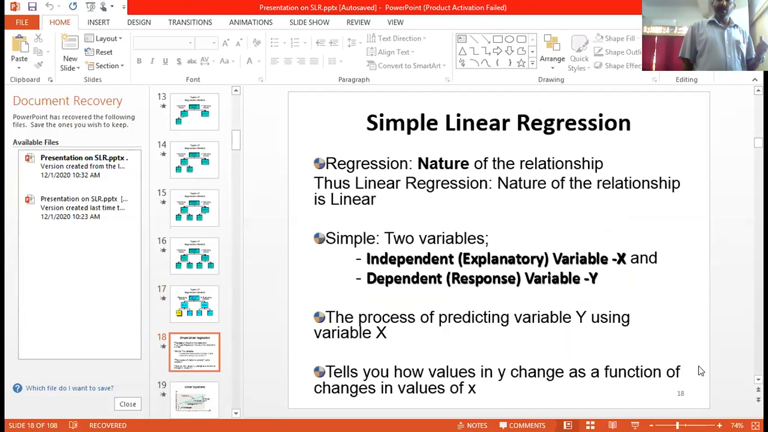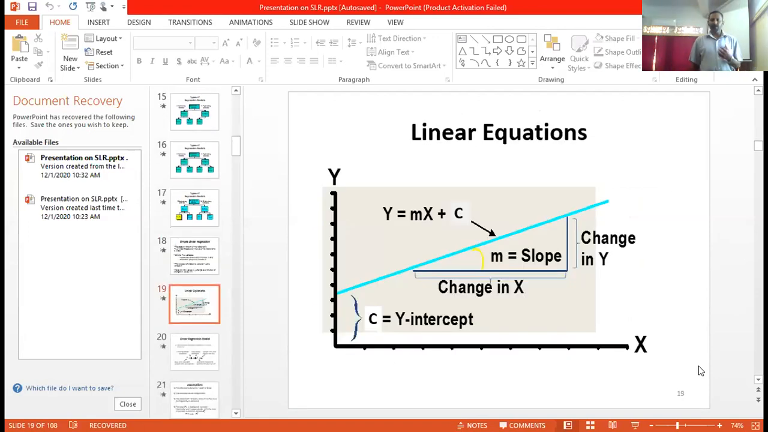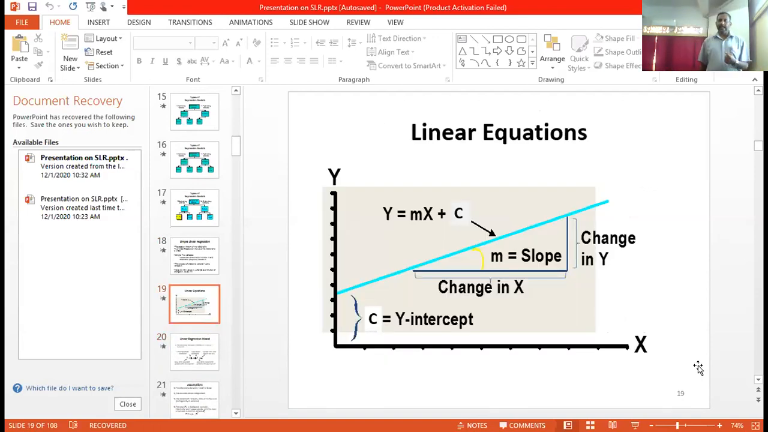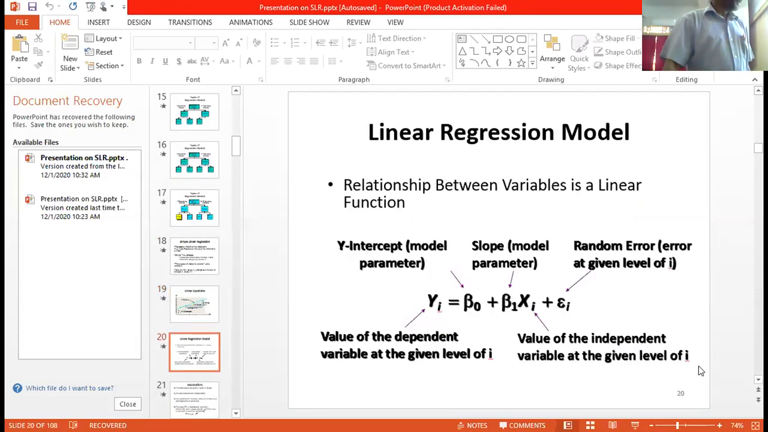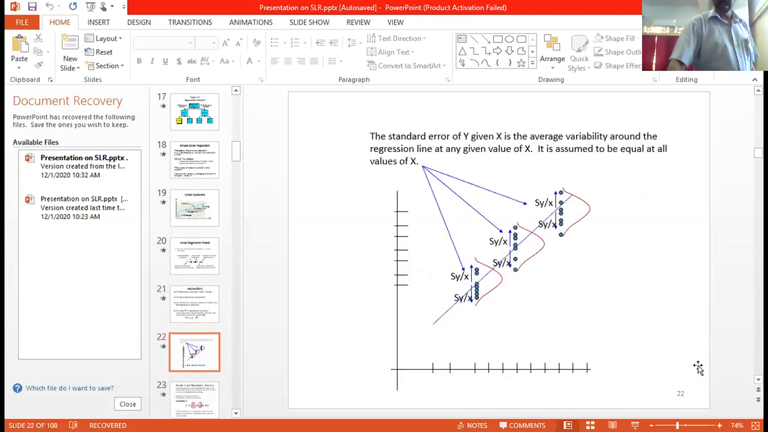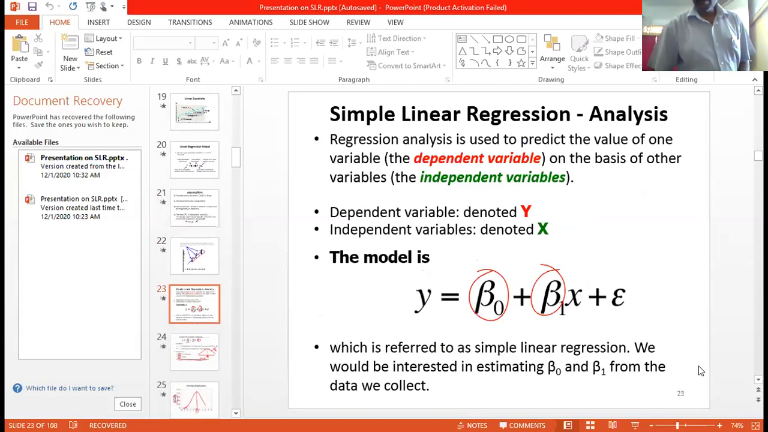Simple linear regression we went through. The nature of the relationship is linear. We have two variables, the dependent variable and the independent variable, or another term, response variable and explanatory variable. The basic idea of regression is to predict the value of y for a given x. That is the main aim. So we have seen the model. This is the concept of the straight line equation y equals mx plus c. Then the model that we have seen and some of the assumptions that we made. Today we are going to start from this.